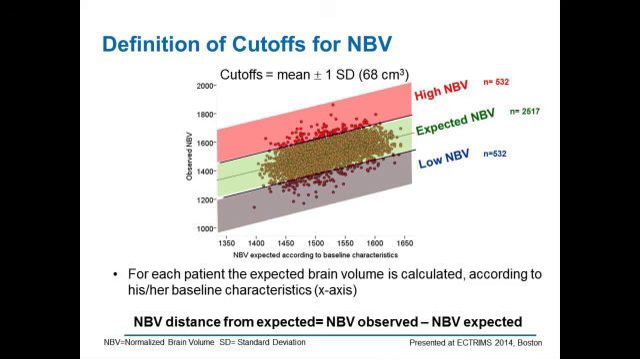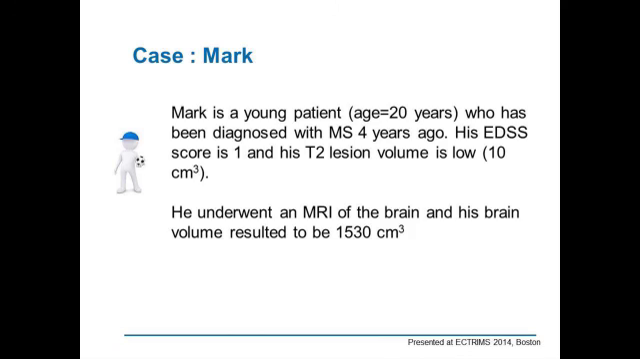So let's better explain this concept through a specific case. This is the case of Mark, who is a young patient. He was 20 years old, and was diagnosed with MS 4 years ago. So the disease duration is quite low. His EDSS score is 1, and the T2 lesion volume is still low, around 10 cubic centimeters. Mark underwent an MRI of the brain, and his brain volume resulted to be 1,530 cubic centimeters.